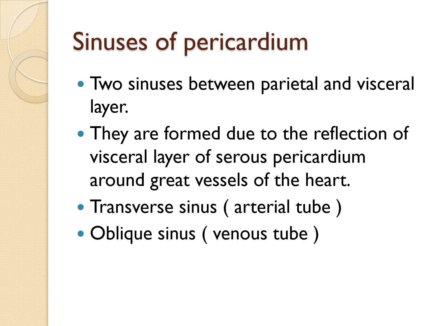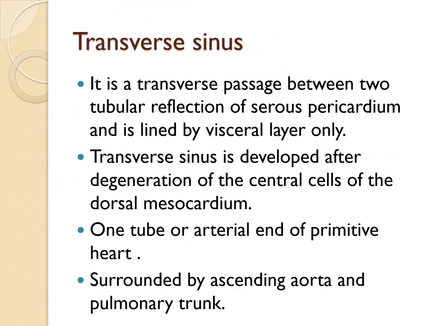The transverse sinus is between which? Between the arterial tubes. It passes between the two tubular reflections of the serous pericardium and is lined by the visceral layer only. Hence, it is also named the intervisceral space. The transverse sinus is developed after degeneration of the central cells of the dorsal mesocardium.